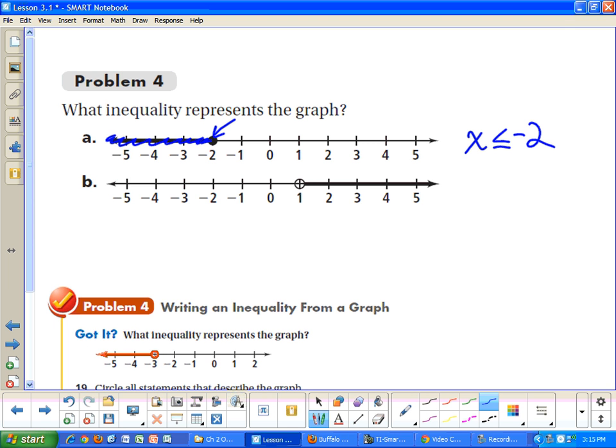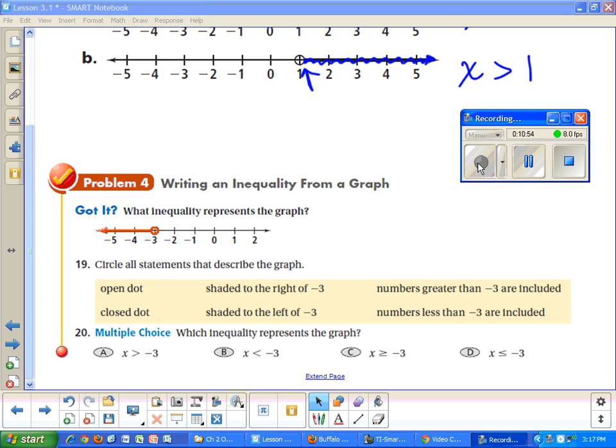On graph B, since the circle is open, that means 1 is not included in the set, but all the numbers that are greater than 1 are included. So we're going to write x is greater than 1. If you want to pause and do these problems, go ahead and do that, and I'll put the answers up shortly.